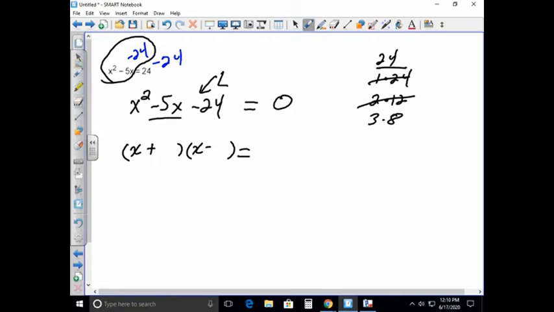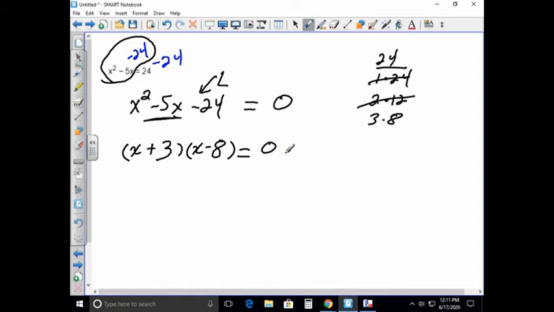We need our middle term to be negative, so we need to have more negatives, so our bigger number needs to be the negative one. And if you're not sure about that, you can FOIL this out, multiply this out, and reassure yourself that this is the right way to factor that.